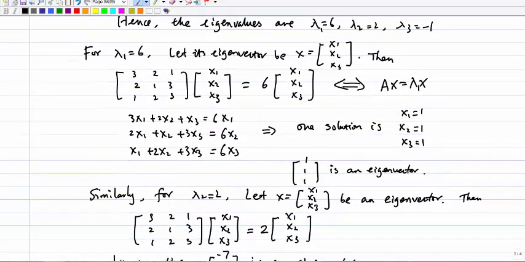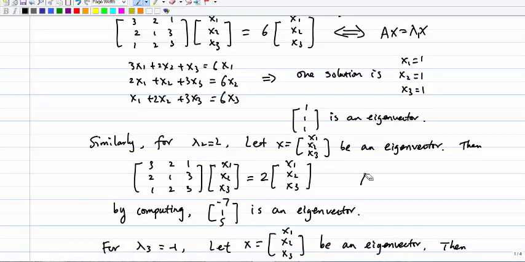So for lambda 2, which is 2, we can follow the same way. Let's say we define x to be the eigenvector, which is x1, x2, x3. We again plug in, which is Ax equal to lambda 2 x. Of course, lambda 2 here is 2. It's not 6 anymore. So just rewrite this as a linear equation, so I can compute the solution. One of the solutions is -7, 1, 5. So this will be the eigenvector.